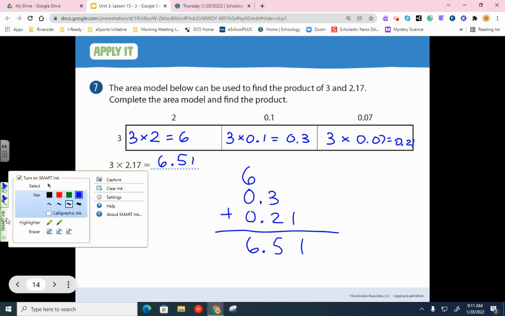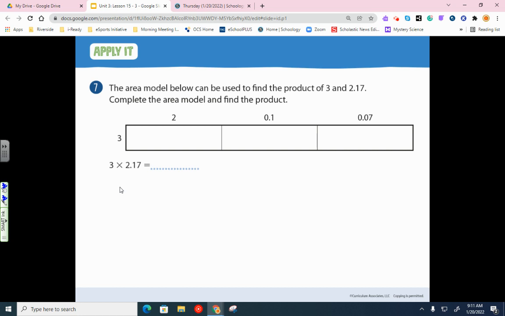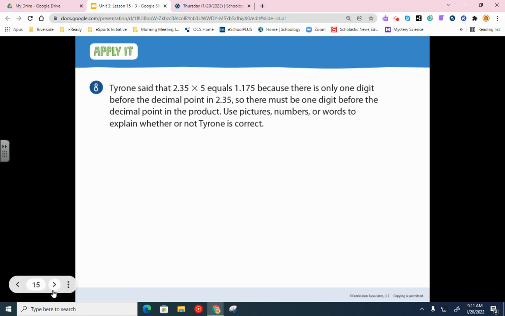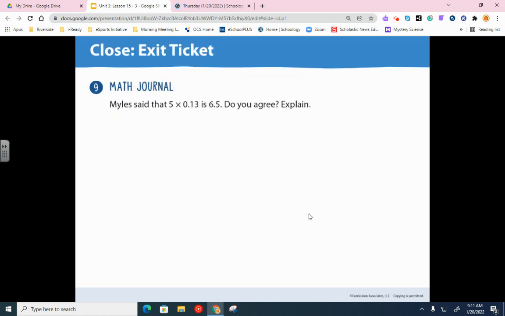Let's go ahead and skip number 8. And let's finish up with number 9. Miles said that the 5 and 1300 is 6.5. Do you agree? Well, simple way to do that is just to solve it. Oops. Did that wrong. I was looking at the wrong number. Now this makes more sense.